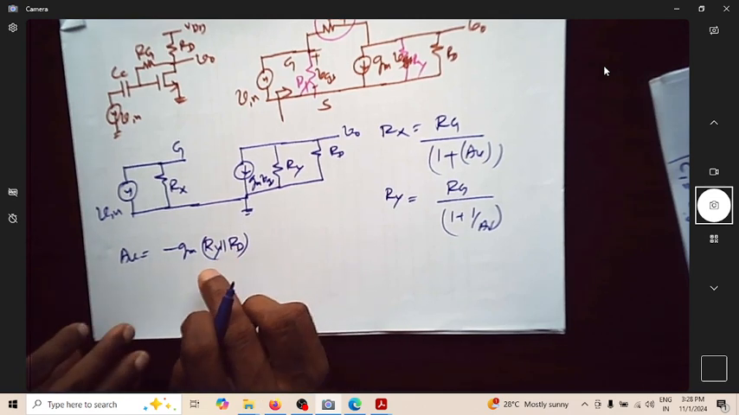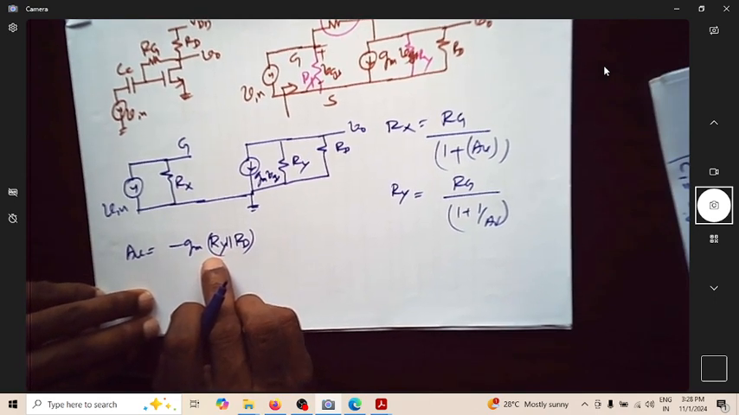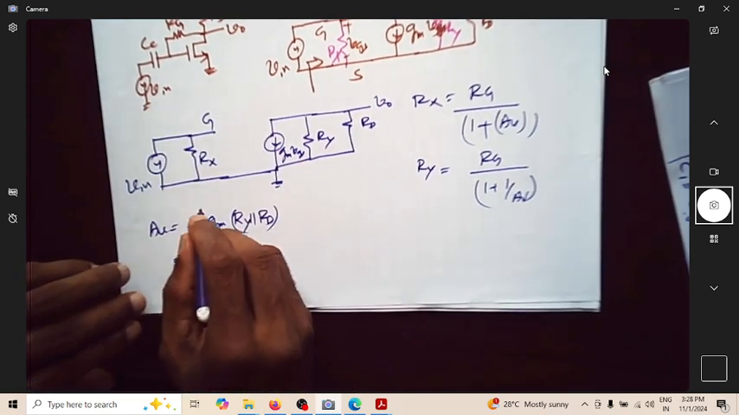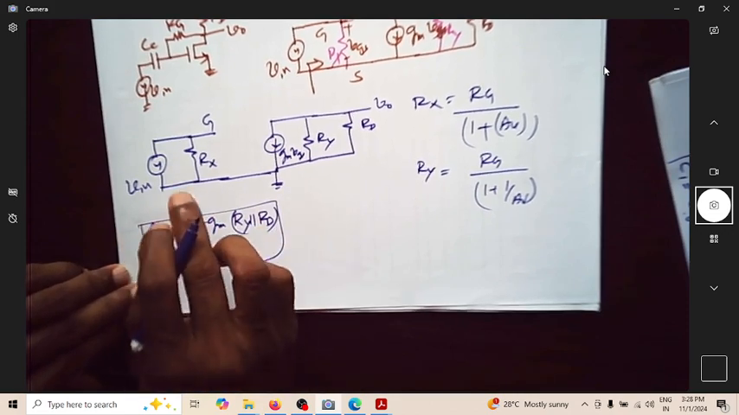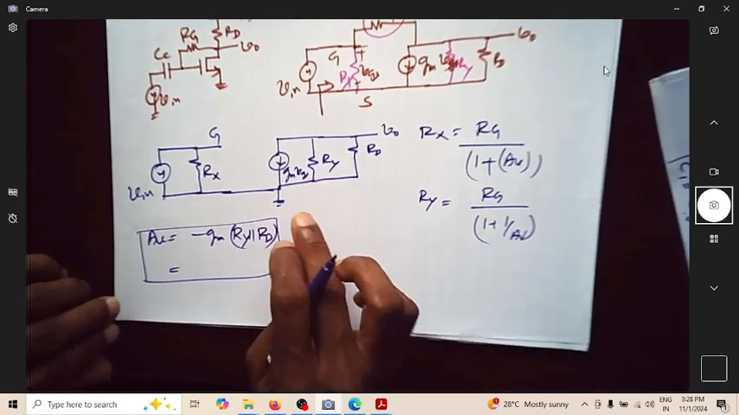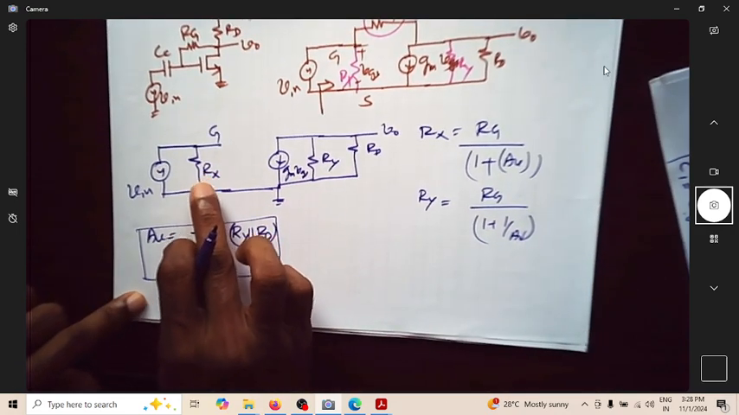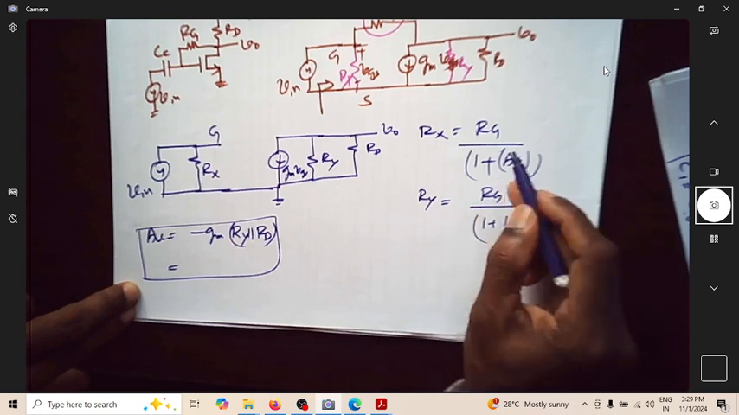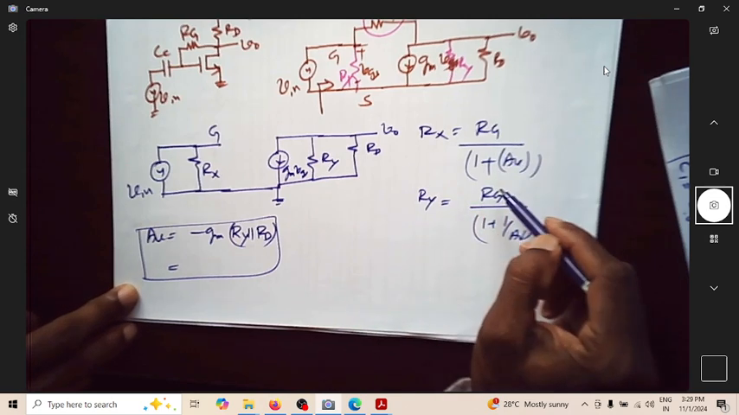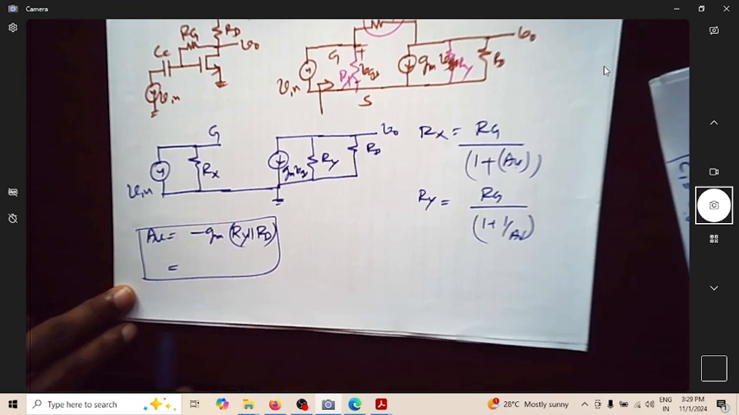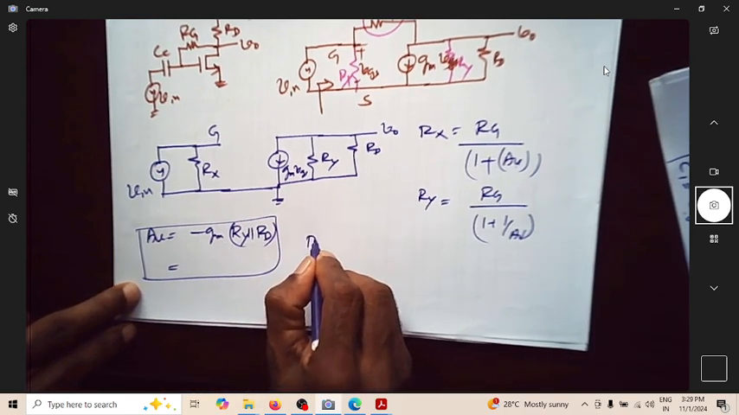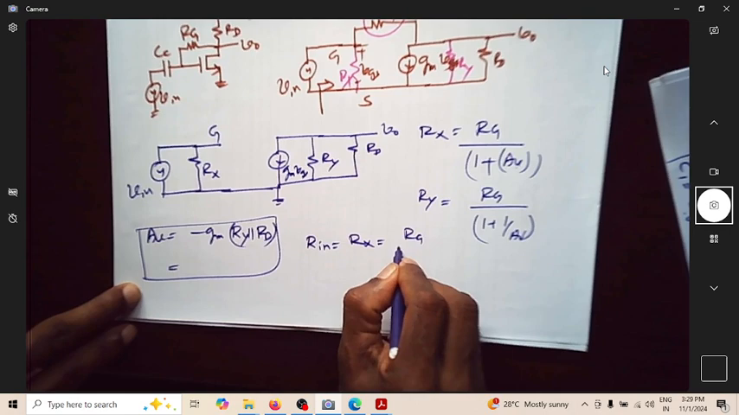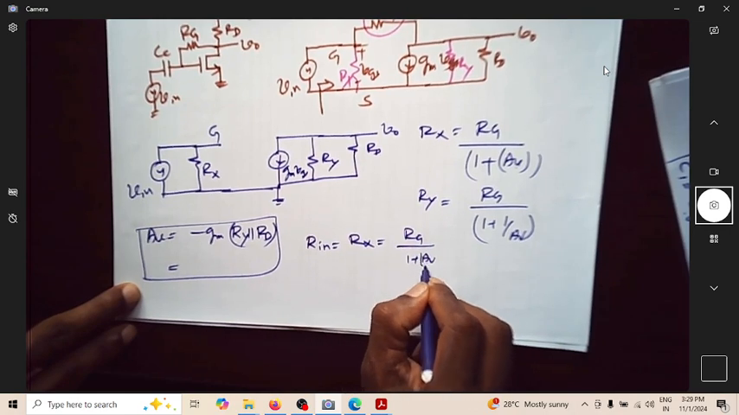So what is Ry now? Of course, you can take an example to get an expression, and we'll solve problems to get the numeric values of Rx and Ry. But here Rx and Ry depend on the value of Rg and AV. AV is nothing but the gain of this amplifier. So now what is Rin? Rin is Rx, which is nothing but Rg by 1 plus the magnitude of AV.